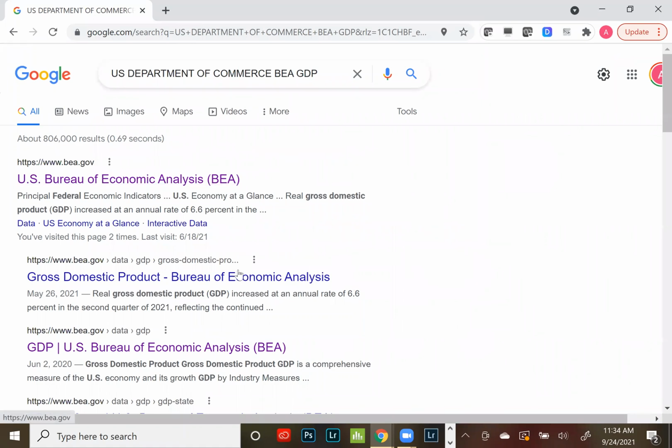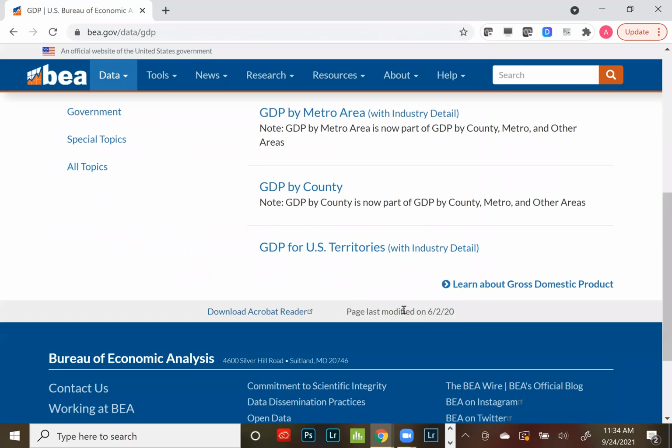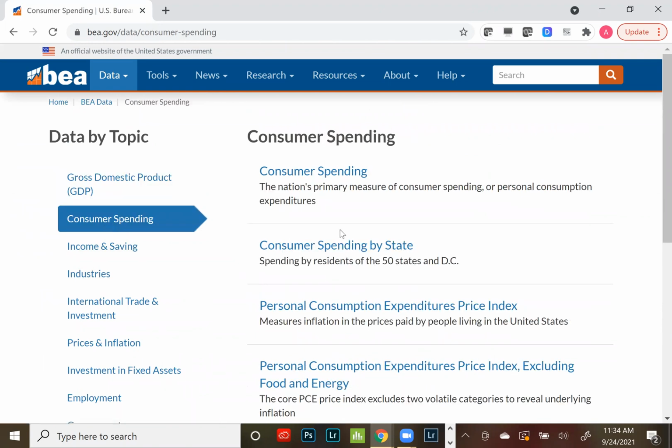Okay, it's the Bureau of Economic Analysis, GDP. In other words, it'll show you GDP by industry, by state, by country. They have a lot of stuff here. And if you look over here on the side, they have also consumer spending, and you can take a closer look at that. Income and saving, industries, trade and investment.